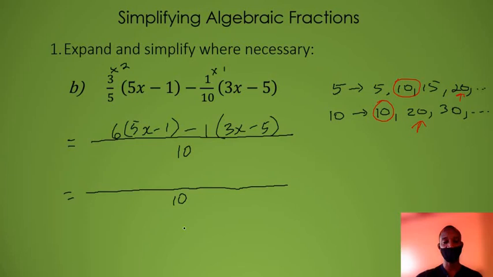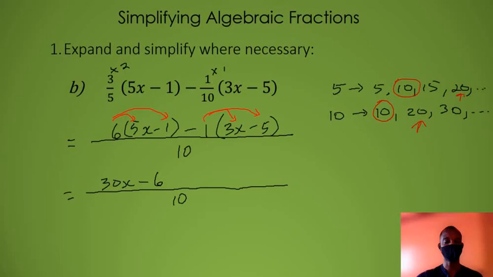Simplifying the numerator, we do recognize that we have brackets. And to remove brackets, we apply, that's correct, the distributive law, where we multiply the term preceding the bracket by each term within the bracket. Now 6 times 5x will give us 30x. 6 times negative 1 will give us negative 6, because a positive multiplied by a negative quantity will give us a negative product.